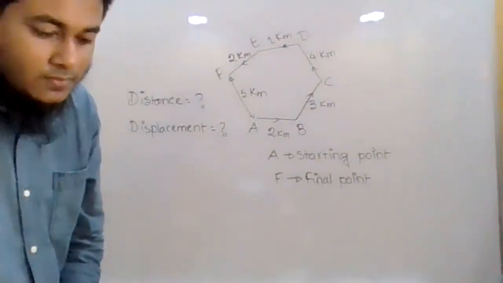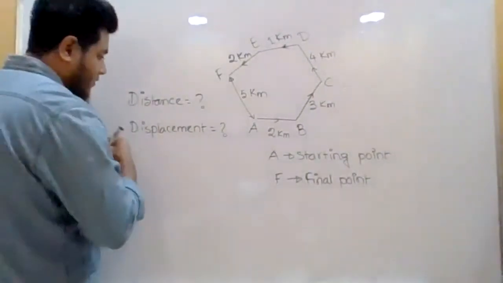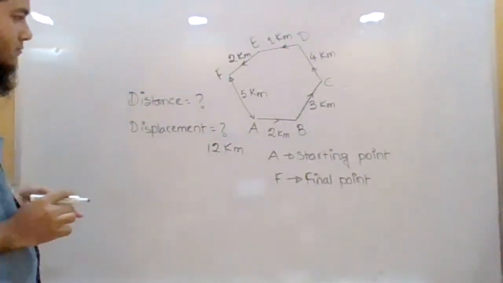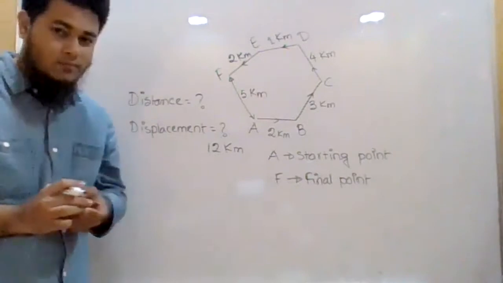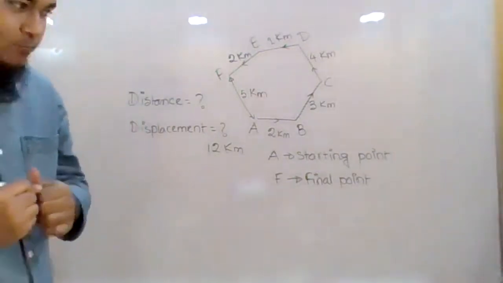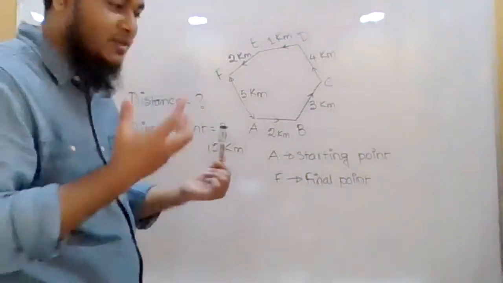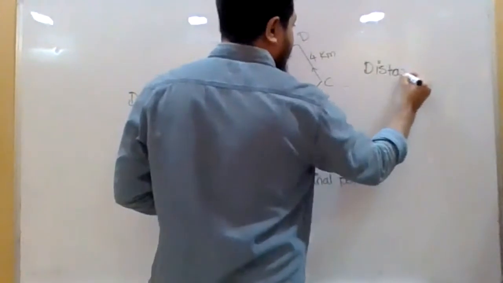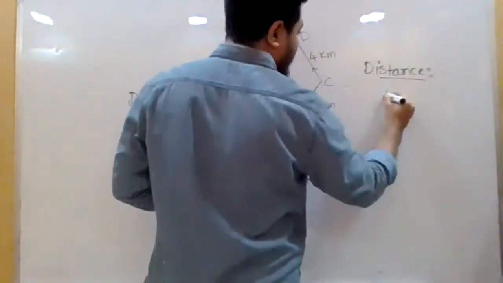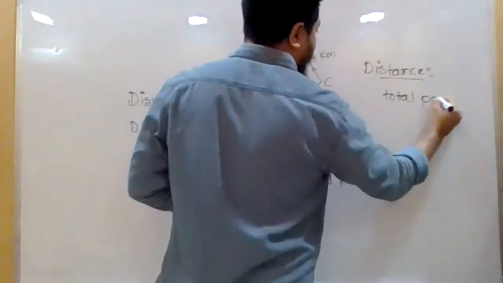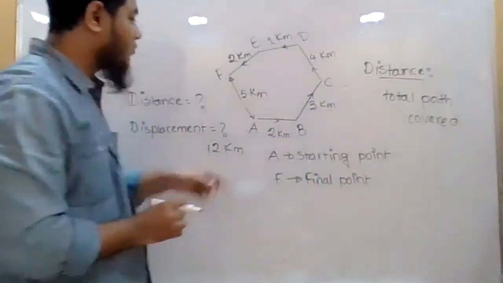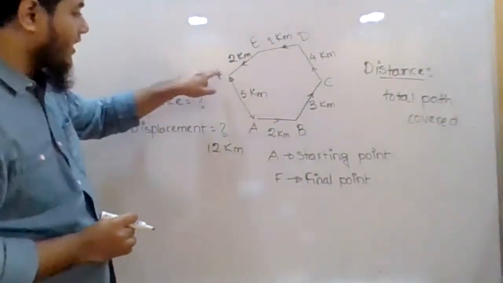Sir, the displacement is 12 kilometers. Displacement is 12 kilometers, okay. And what is the distance covered? Okay, confused? Let us remove our confusion. So, distance, according to the definition, what is the distance covered? That is the total path that you have covered. Total path covered.